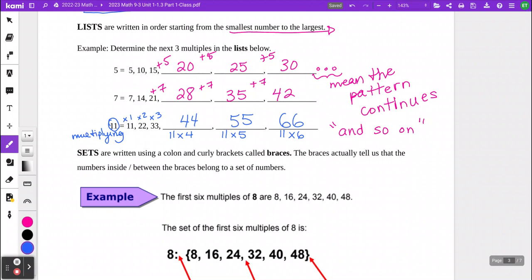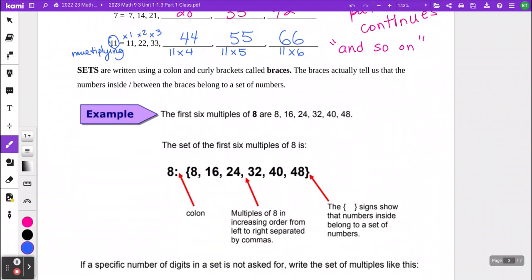It says sets are written using a colon and curly brackets called braces. The braces actually tell us that the numbers inside the braces belong to a set. So whenever you see these curly braces here, that means the numbers inside belong to the same set. Okay, so we're doing the set of 8.